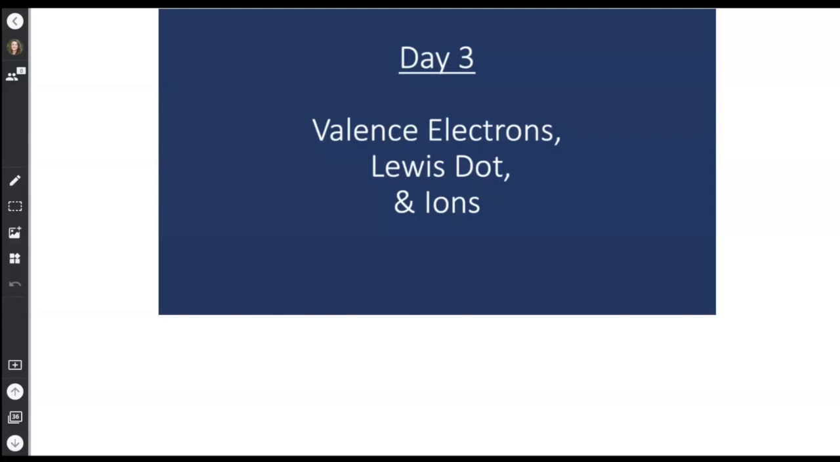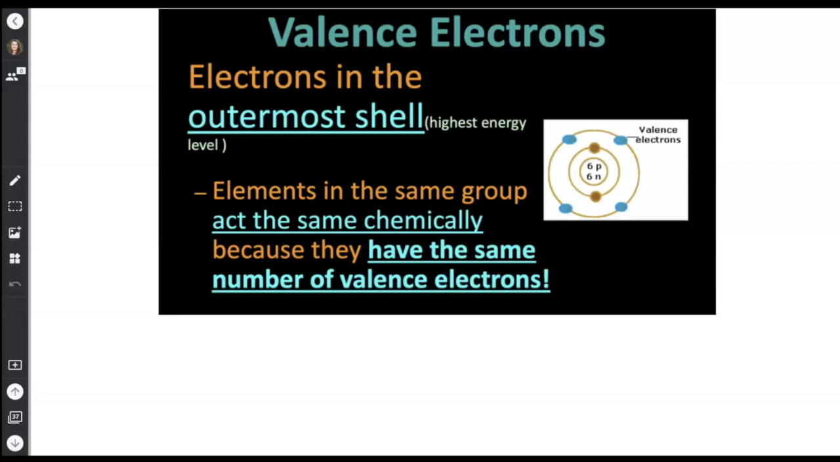So we're going to start with valence electrons, Lewis dot, and ions. All right. So what are valence electrons? Outermost shell. Yes, the electrons in the outermost shell or in the highest energy level. And so elements with the same number of valence electrons are going to act the same chemically.